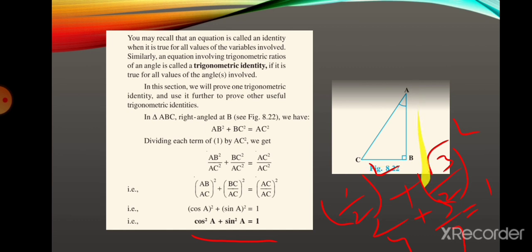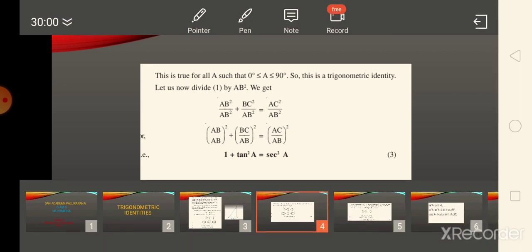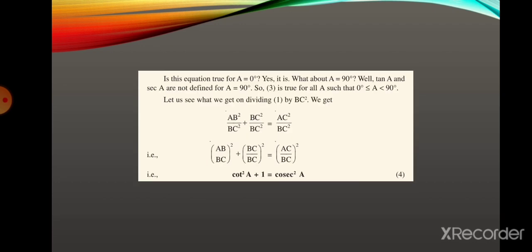Opposite by adjacent. BC by AB is opposite by adjacent. It's nothing but tan. In the same way, AC by AB is nothing but hypotenuse by adjacent. It's nothing but secant. So we are able to prove 1 plus tan square A equal to secant square A. Okay, understood?